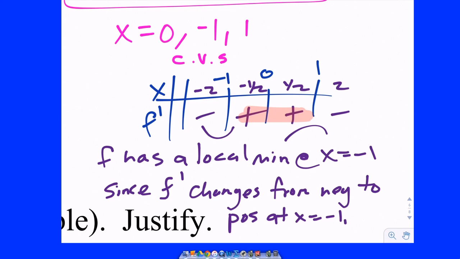Occasionally, you might have to make an argument for all the critical values, whether they're local min, local max, or neither. Here's what you would say for 0. f has neither a local max nor a local min at x equals 0, since, and it has to be a local argument, since f prime is positive on either side of x equals 0. That saves you from having to write out that long word, since f prime is positive immediately to the left of 0 and immediately to the right of 0. You can just say it's positive on either side of 0, and the word either embodies and encompasses the whole local feel of the argument, right?